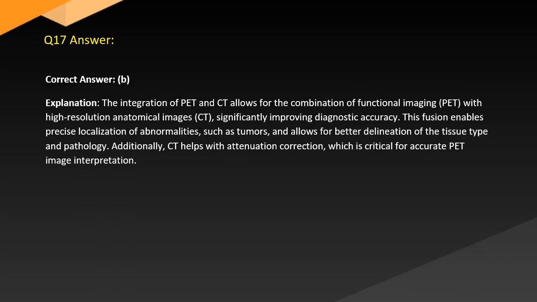Answer. Correct answer: B. Explanation. The integration of PET and CT allows for the combination of functional imaging (PET) with high-resolution anatomical images (CT), significantly improving diagnostic accuracy. This fusion enables precise localization of abnormalities such as tumors and allows for better delineation of the tissue type and pathology. Additionally, CT helps with attenuation correction, which is critical for accurate PET interpretation.